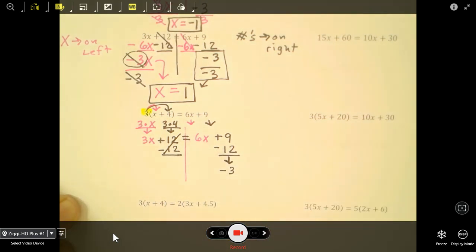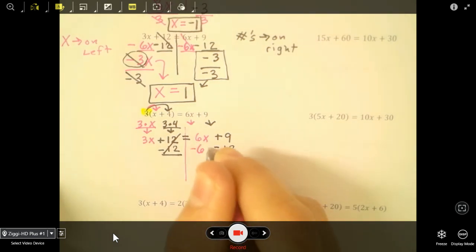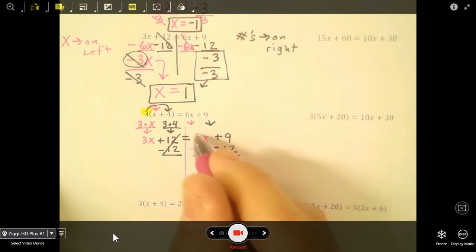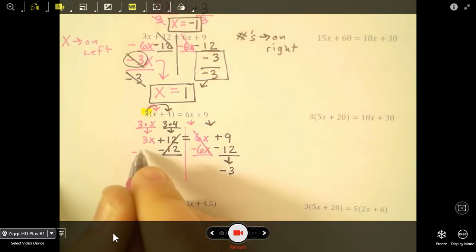Now, my next goal is to get all the x's on the left. So I have to move this 6x over to the left. The way I do that, because this is a positive 6x, is I'm going to go ahead and subtract 6x. Now I know that 6x minus 6x gives me 0 x's. So I'm just going to cross it out. It's canceled. But I got to remember to also subtract 6x from the left.